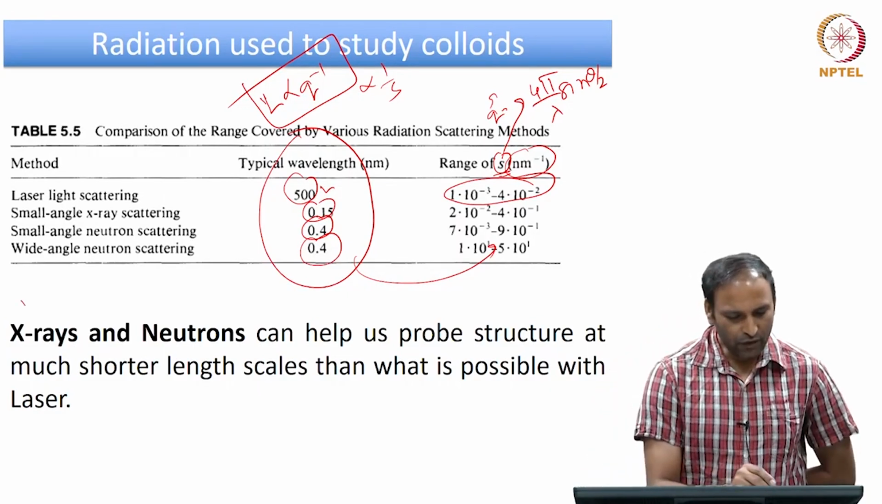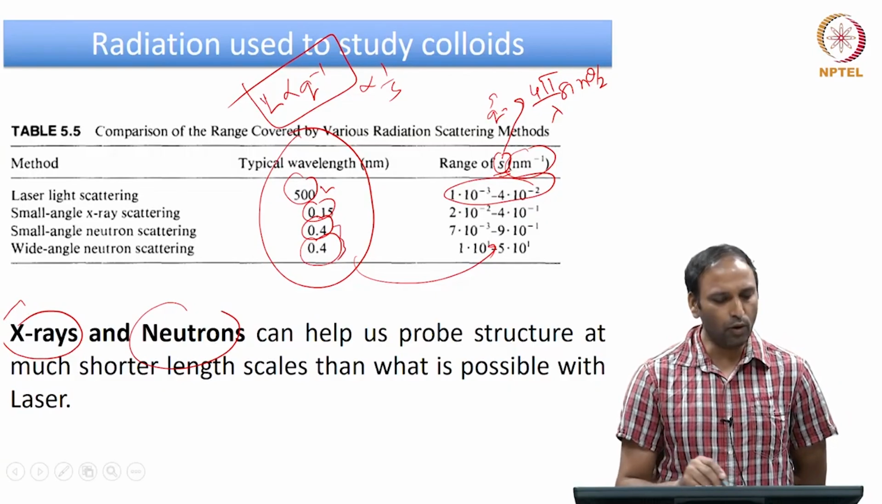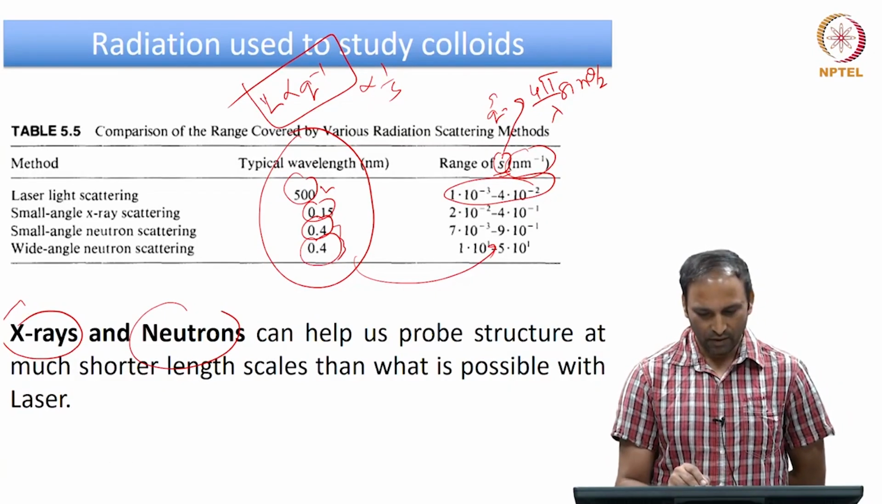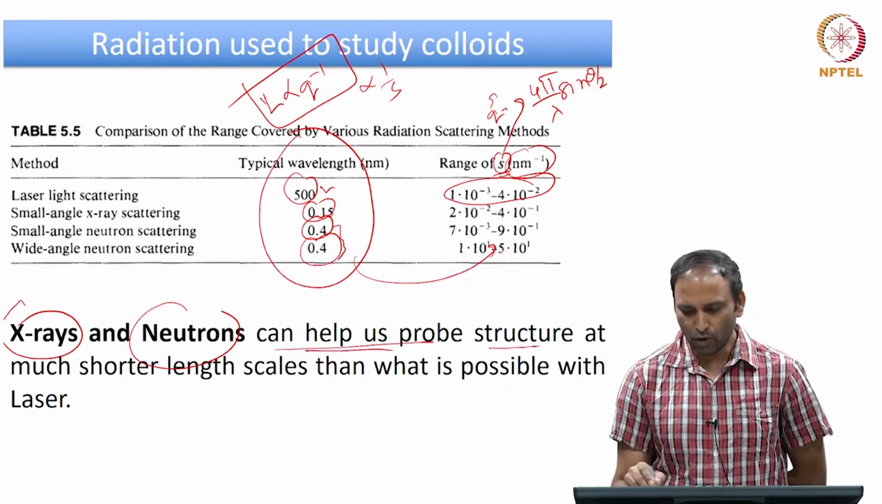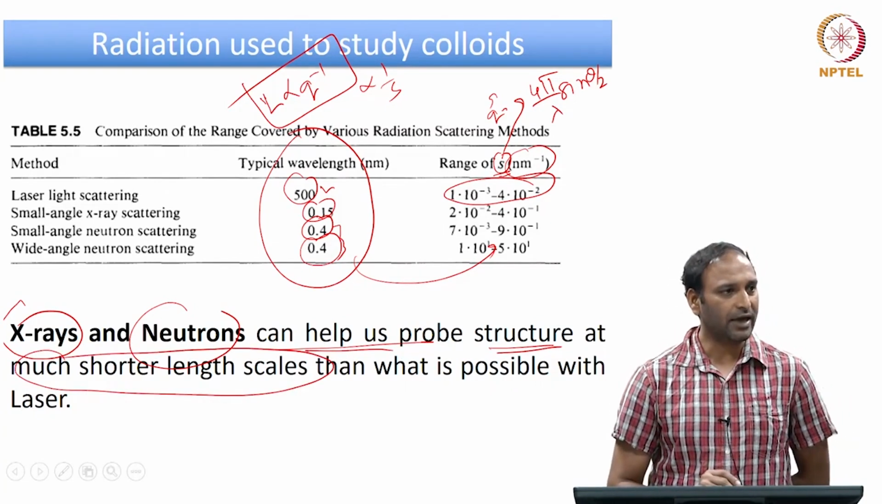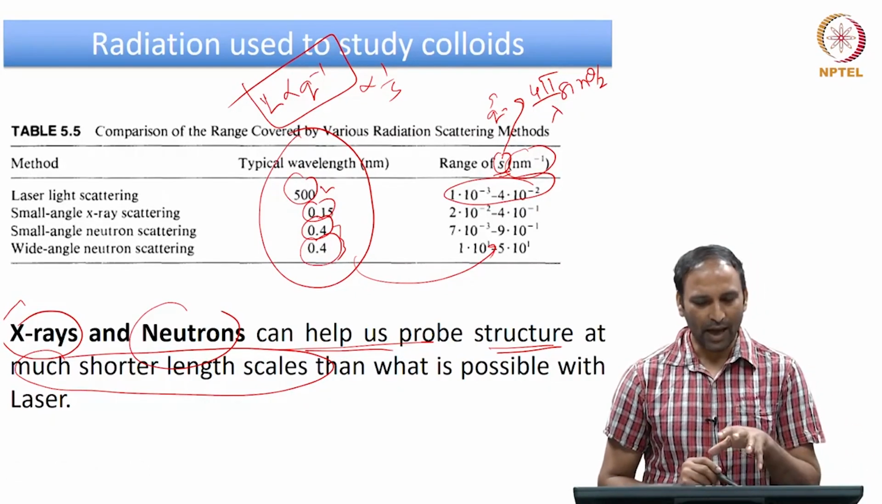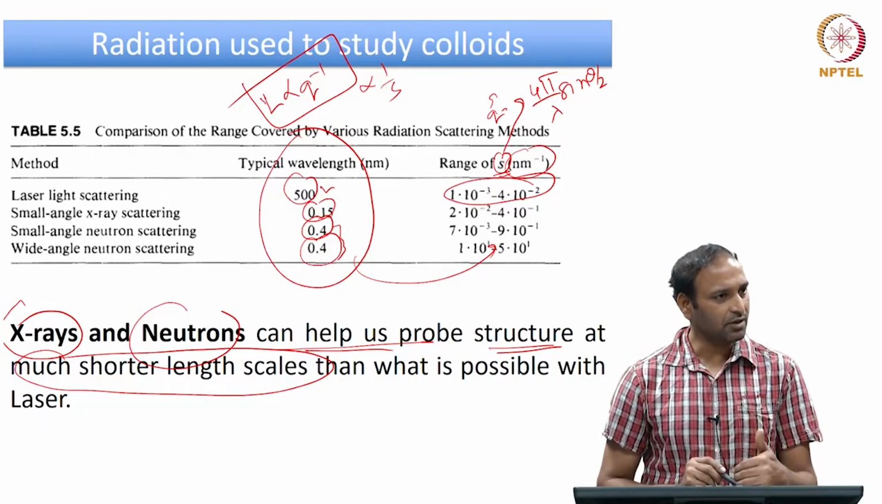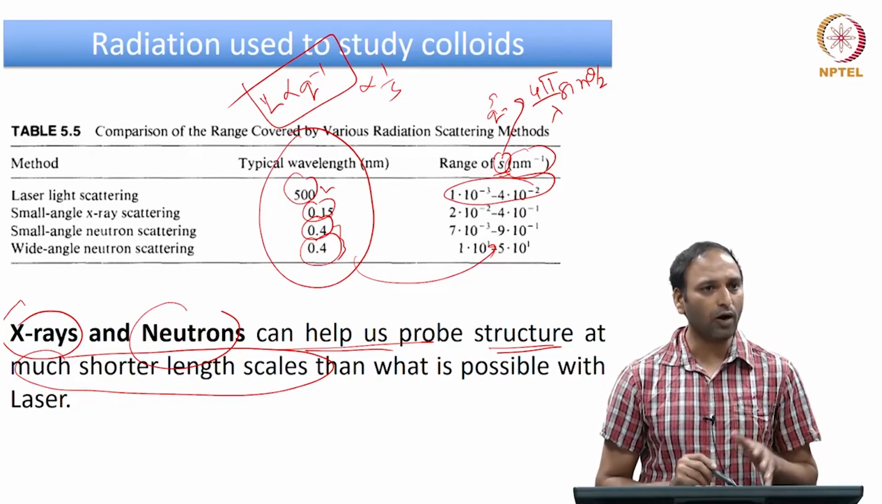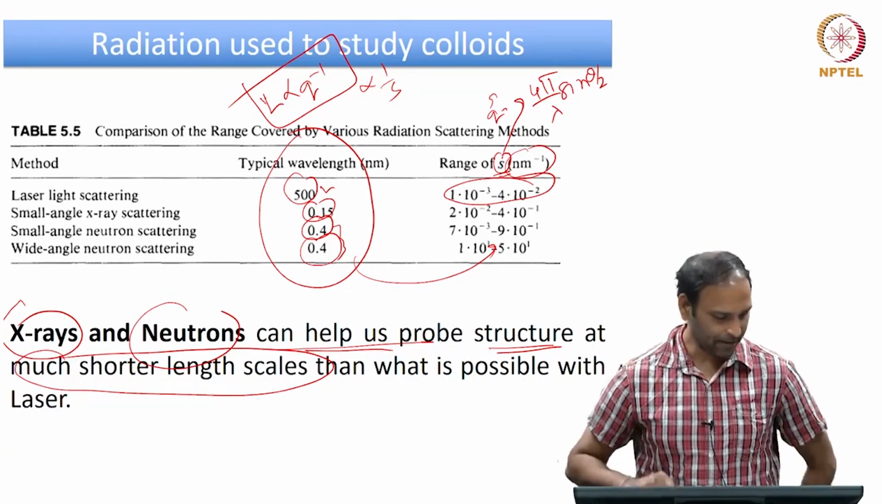Therefore, if you use X-rays and neutrons, which have a lower wavelength, then they can help us probe structures at much shorter length scales. I am able to go to much smaller and smaller length scales, and I am able to access microstructural information at a very small length scale compared to what you would do if you use laser or visible light.